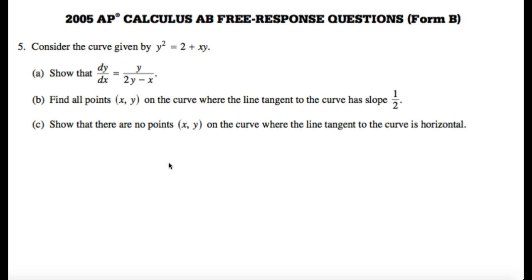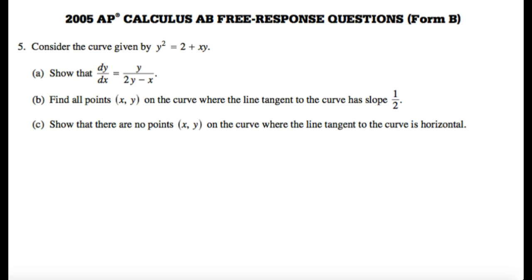Okay, so this first one that we're going to take a look at was on the 2005 test. This one actually had 4 parts. There was a part D, but we don't know how to do part D yet, so we're just going to look at parts A, B, and C. All right, so let's just go through piece by piece here.